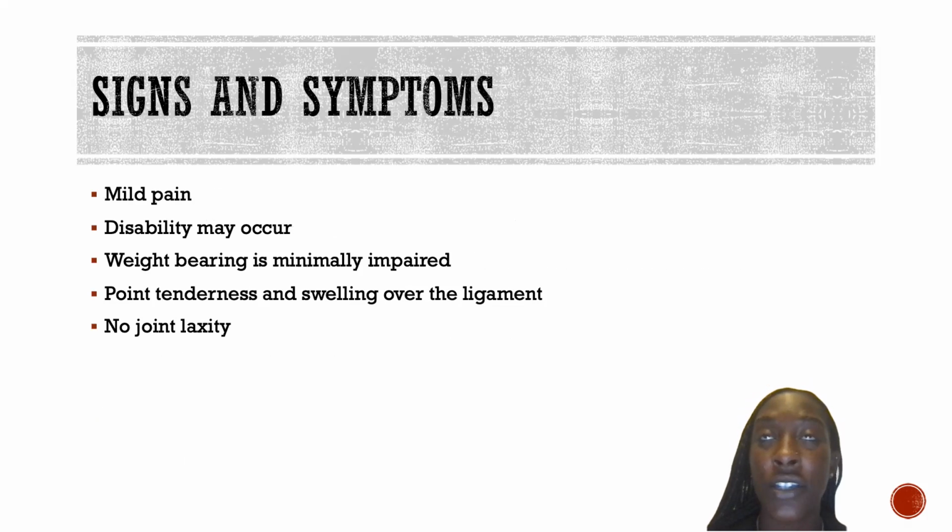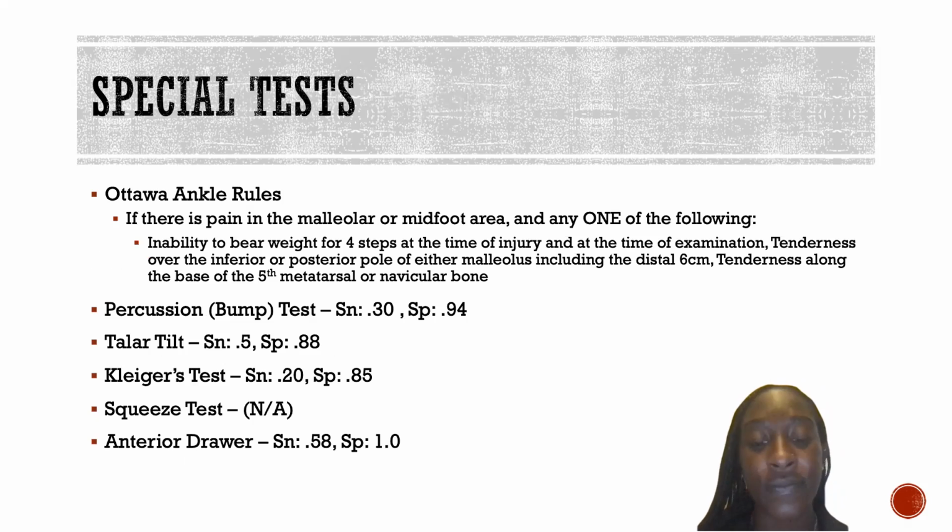Signs and symptoms, you're going to get some pain. You might get some mild pain, disability of course, so they could limp, they could favor one side, anything like that. Weight bearing is going to be slightly impaired. They're going to be point tender, and you're going to have swelling over the ligament. But I did this one based on a grade 1 sprain, and you're not going to really have any joint laxity when you begin these tests.